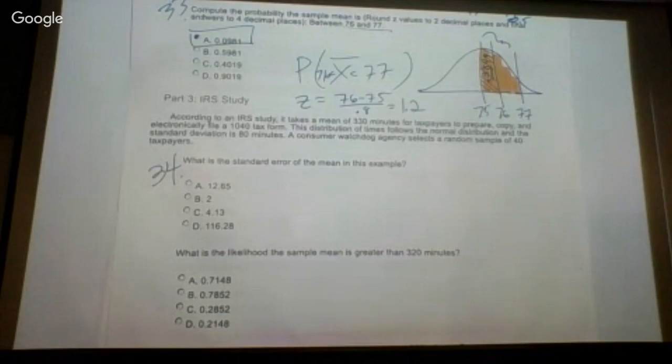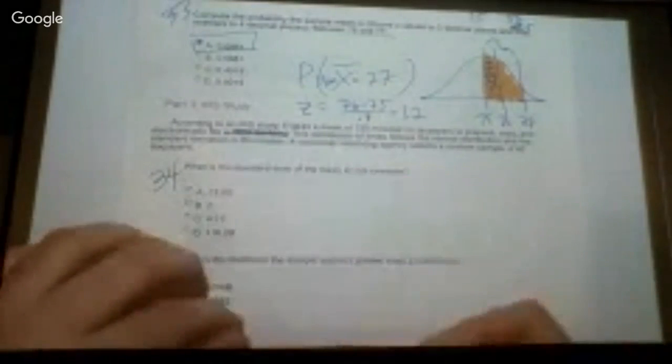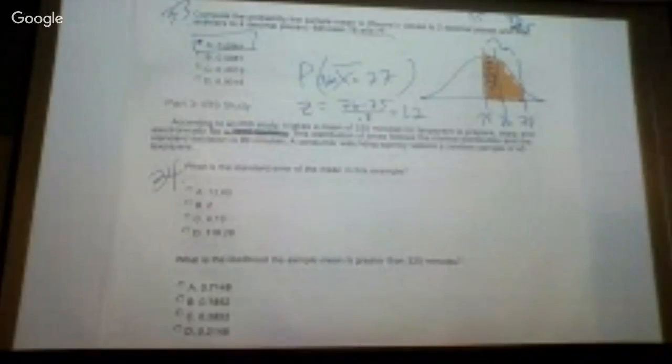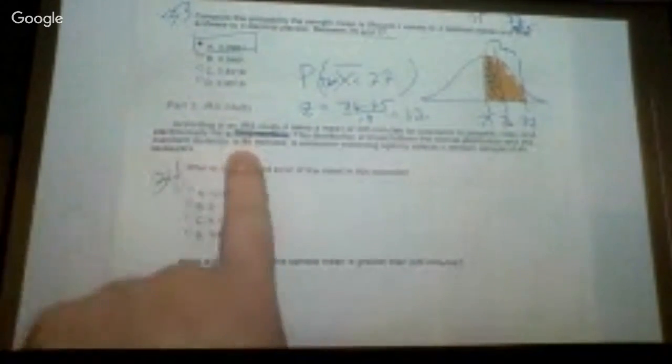We can do efficiency. According to an IRS study, it takes a mean of 330 minutes for taxpayers to prepare, copy, and electronically file a 1040 tax form. Don't be fooled, doesn't matter which tax form it is. Well, that's a specific one, but don't let the numbers confuse you. By the way, it doesn't take you any time at all if you don't do them. Pro tip. This distribution of times follows the normal distribution, and the standard deviation is 80 minutes.